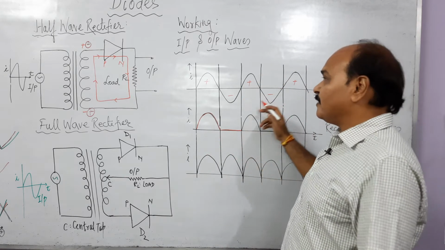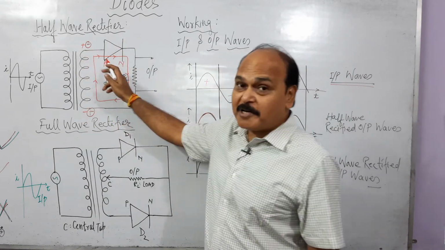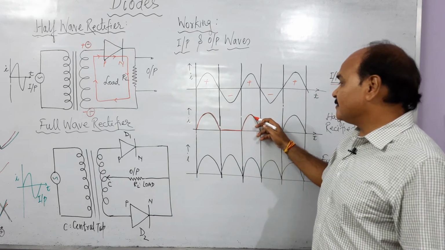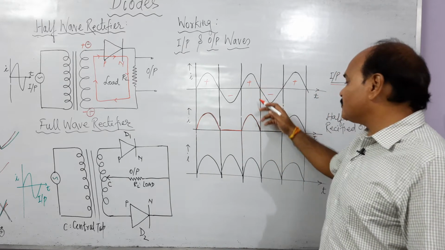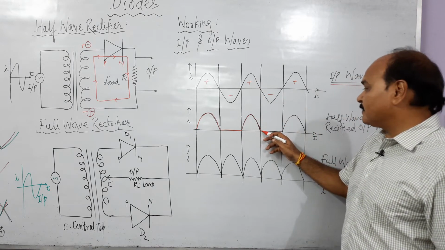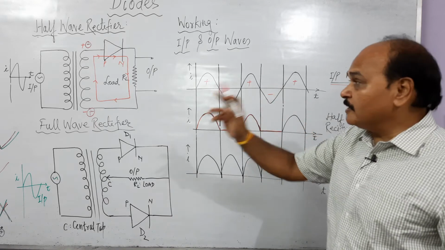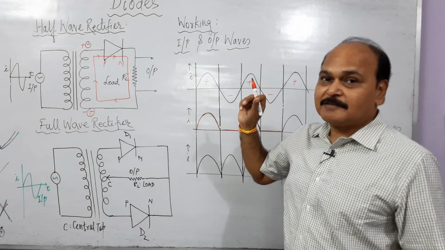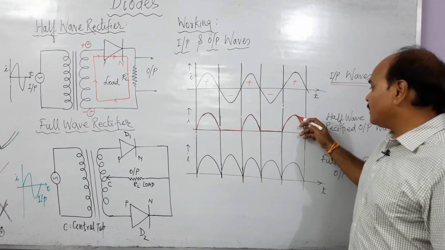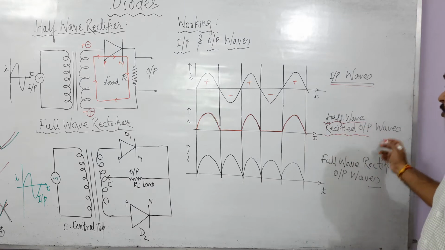Again in the positive half, this end becomes positive, this end becomes negative, diode is forward bias and the current flows through the diode like this. So for every positive half cycle, there is current, and for every negative half cycle, there is no current. Why? For negative half, the diode is reverse bias and the process continues. So this is half wave rectified output waves.